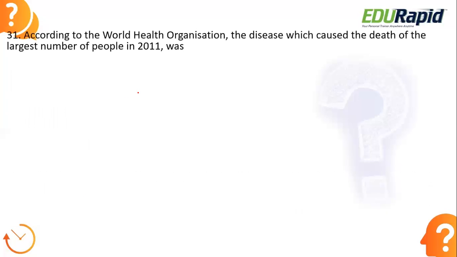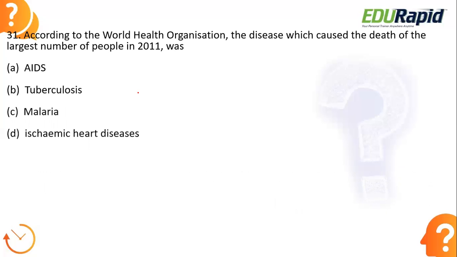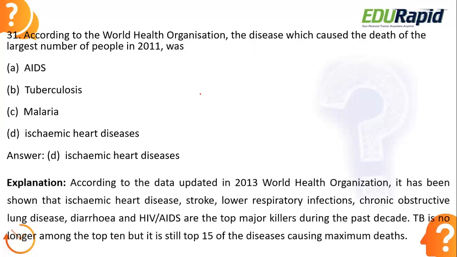The next question: according to the World Health Organization, the disease which caused the death of a large number of people in 2011 was AIDS, tuberculosis, malaria, or ischemic heart diseases. Here the right answer is option D, ischemic heart diseases. According to the data, in 2011 most of the people lost their life because of ischemic heart diseases.